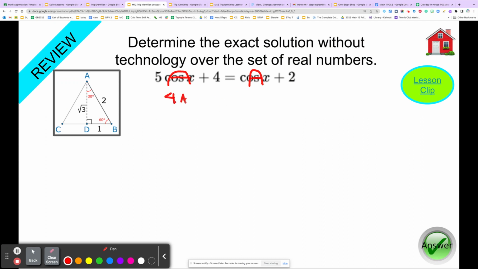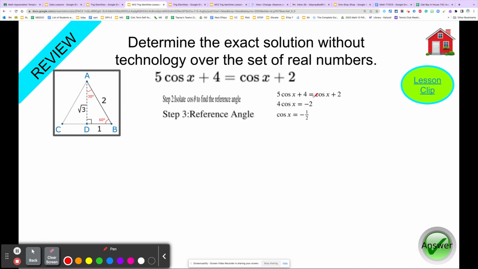So you'd have 4a plus 4 equals 2, and then you take 4 to the other side, subtract 4 from both sides, and divide by 4. Well, that's exactly what we're going to do here. Or put it this way, if this is the square root of a and the square root of a, we call these like terms. So that's exactly what these are. So I'm going to subtract cos x from both sides.